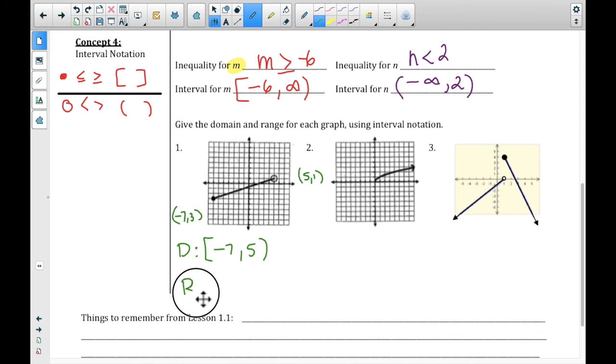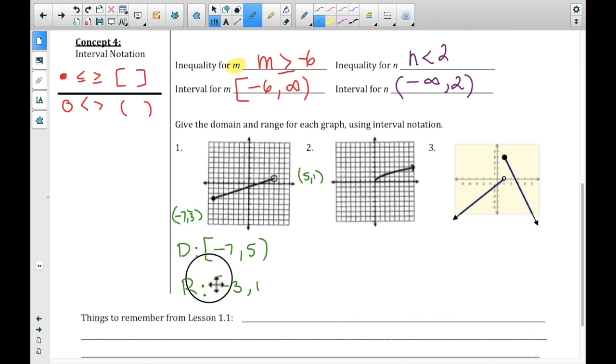Let's take a look at the range. The range is top to bottom, or actually bottom to top. We start at the bottom point and go up to the top. What's the lowest it goes? It goes to negative 3. I had a misprint here. We should put a negative on that because it is negative 3. And it goes all the way up to 1, but then it stops there.